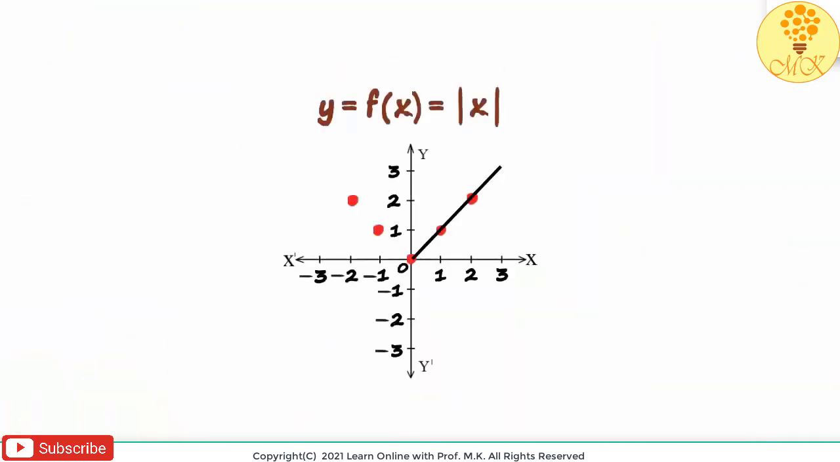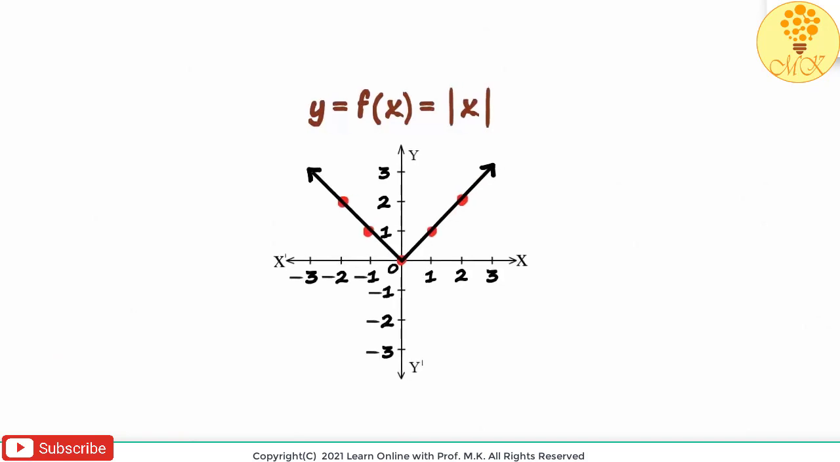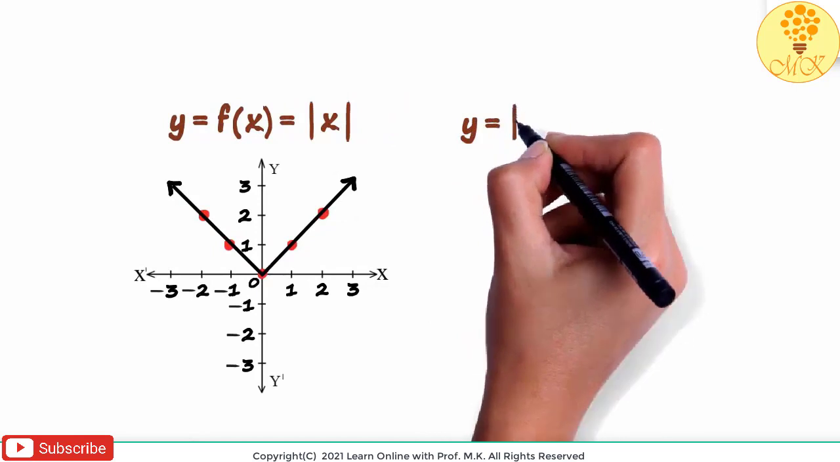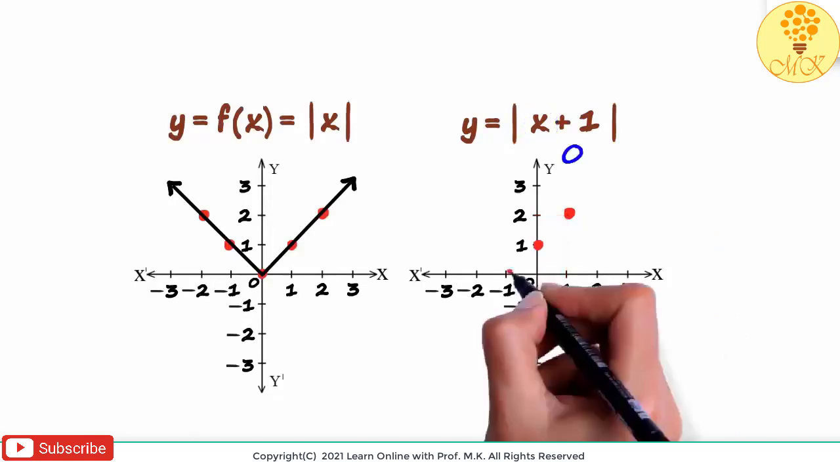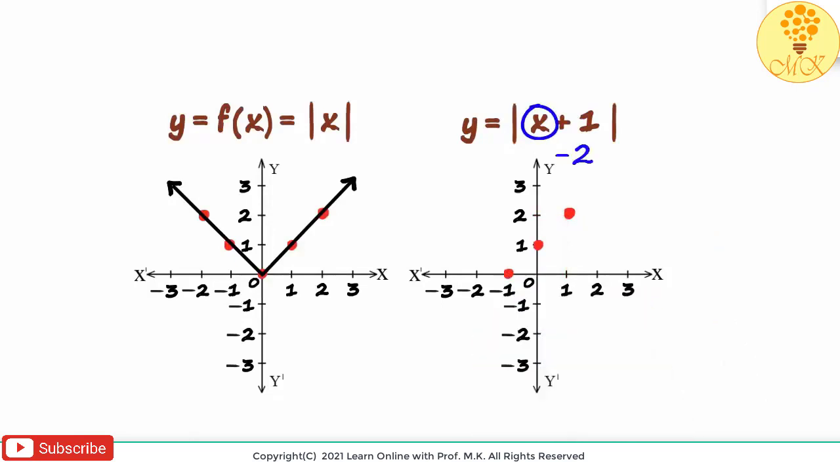We know the graph of our original function f of x is equal to the absolute value of x. What if the function is something like y is equal to absolute value of x plus 1? Here, we added 1 just to the input x. If x is 0, then y will be 1. If x is 1, then y will be 2. If x is minus 1, then y will be 0. If x is minus 2, then y will be absolute value of minus 1, which is 1. So minus 2, 1 is another point. And minus 3, 2 will be another.